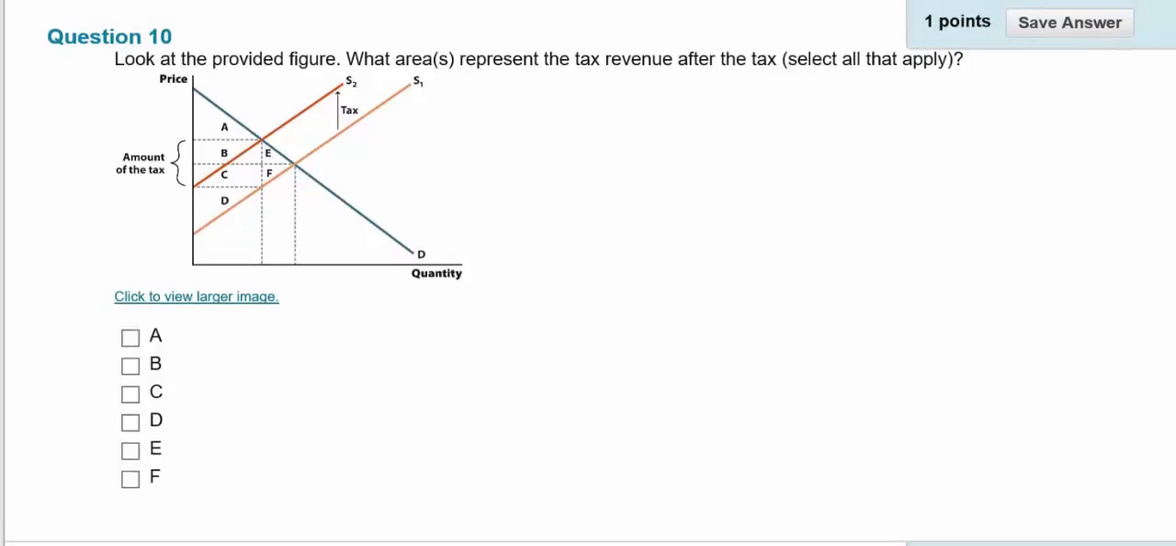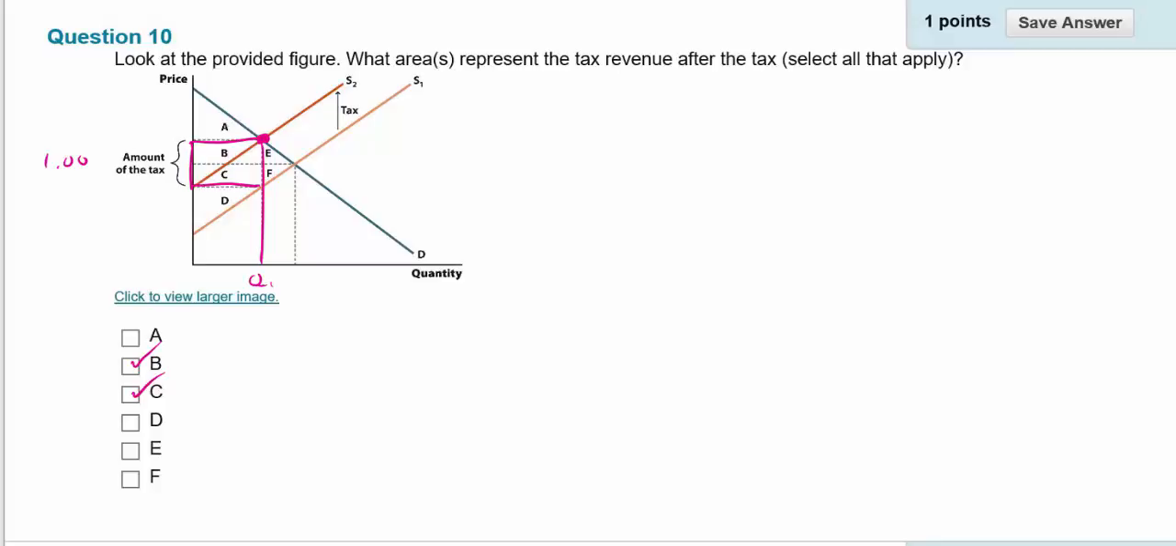All right, question 10. Look at the provided figure. What areas represent the tax revenue after the tax? Well, this one's pretty straightforward. We've got the $1 tax. This is our new equilibrium, which means the quantity is right here. So that quantity times the tax, which is the $1. Basically this and this and this, that rectangle that is B and C, is going to be our tax revenue. So B and C.